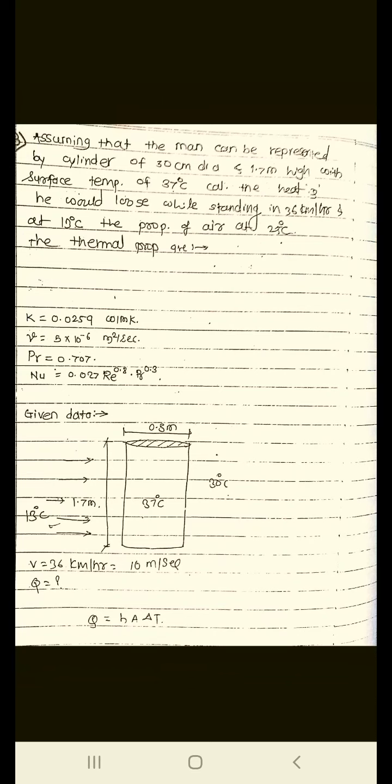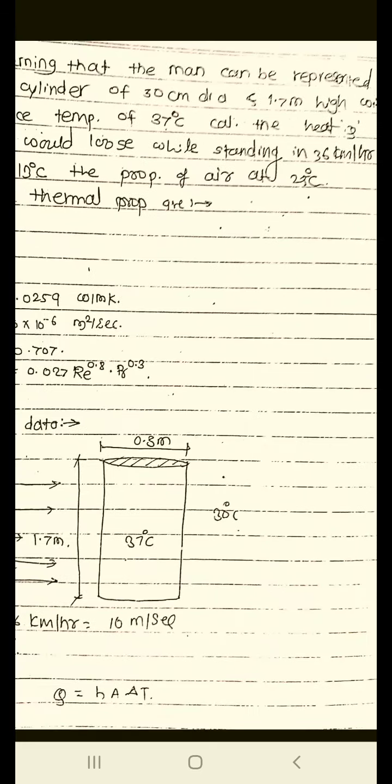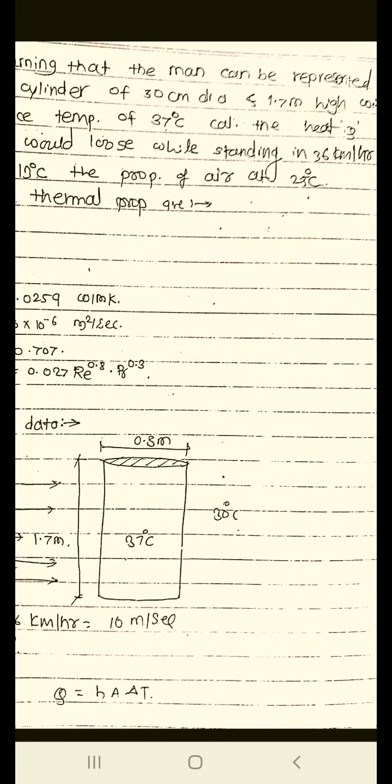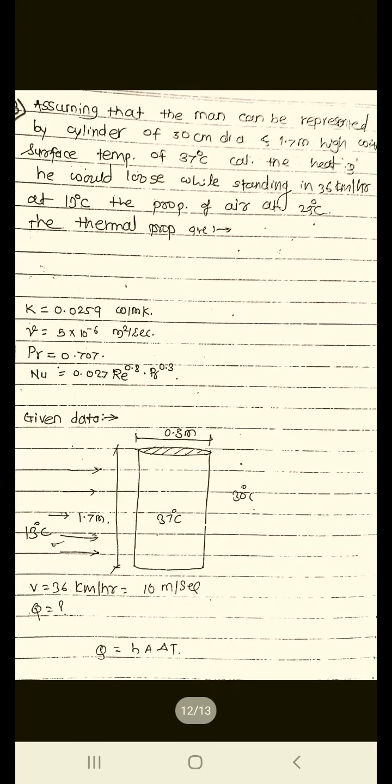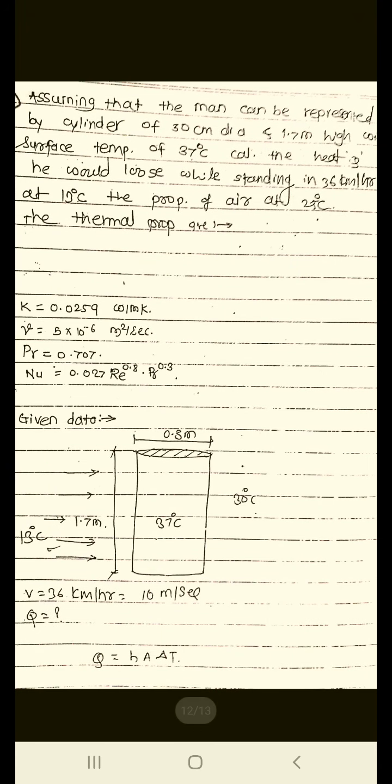Nusselt number relation, 0.027 Re raised to 0.8 and Prandtl raised to 0.3. So we can represent a human being as a cylinder of 0.3 meter diameter, 37 degrees Celsius surface temperature, and 1.7 meter height. Velocity is given as 36 km per hour, convert into meter per second. 36 into 1000 divided by 3600, we will get 10 meter per second.